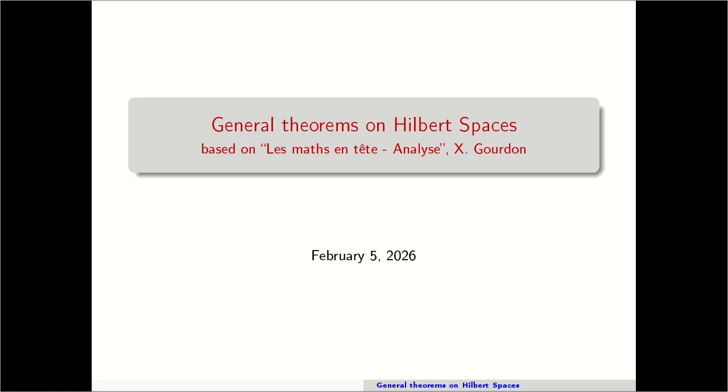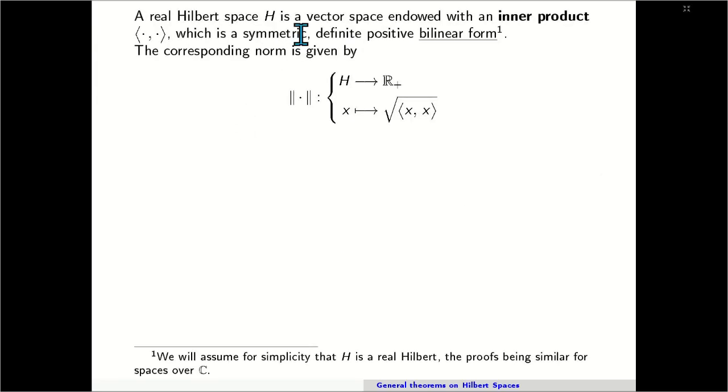Hello everybody, today I will review some fundamental properties of Hilbert spaces based on the appendix of the book Les maths en tête Analyse by Xavier Gourdon. A Hilbert space H is a vector space endowed with an inner product, so over the real, this is a symmetric definite positive bilinear form.